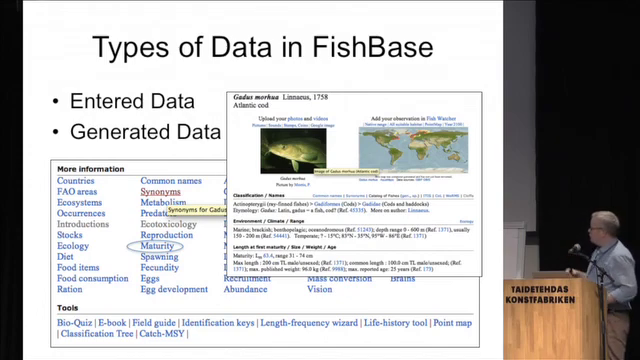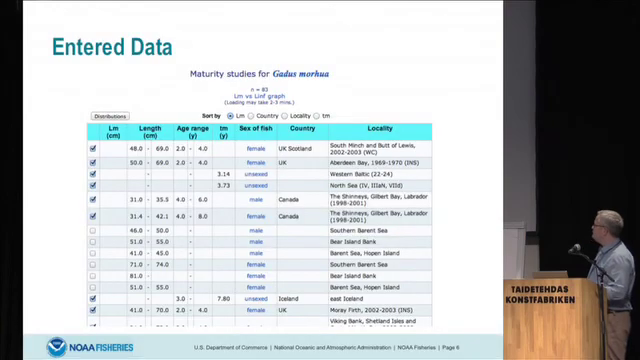So for this example, I use maturity, and you're going to get a web page that looks something like this. It'll show you the breakdown for a couple of different variables related to maturity. Here you can see that there are three reported estimates for age at maturity, the sexes of the fish, the country where they're located, and their localities.